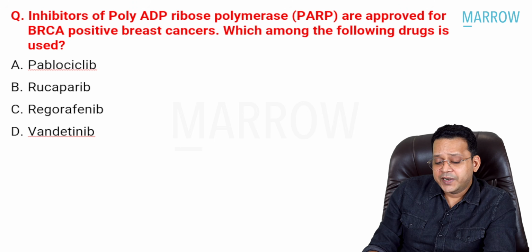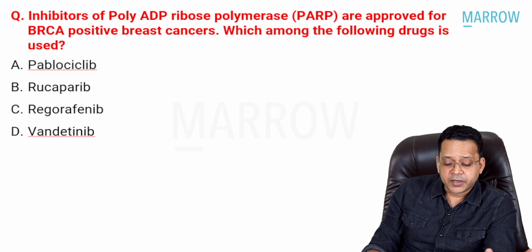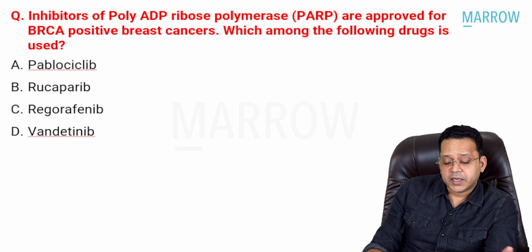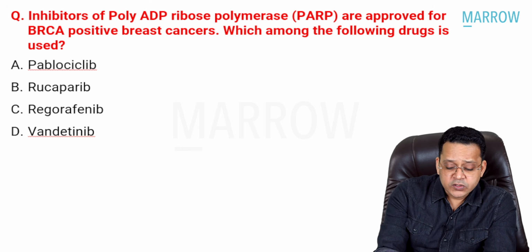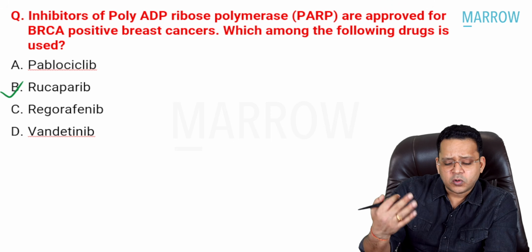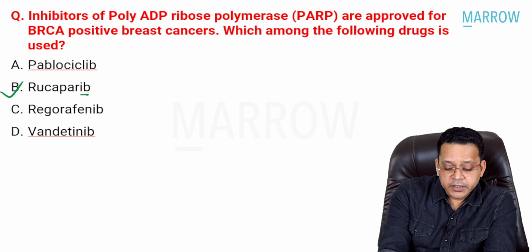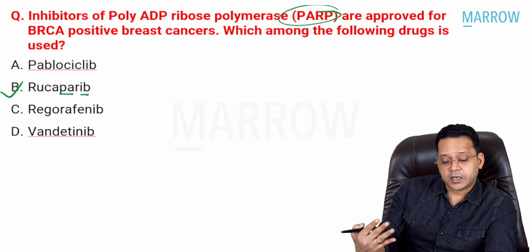Inhibitors of poly-ADP ribose polymerase are approved for BRCA positive breast cancer. Which of the following drug is used? Look at the options: palbociclib, rucaparib, regorafenib, and vandetanib. Now, here the answer is rucaparib. And how I've taught you this, that whenever there is ib, it means inhibitor. PARIBs are PARP inhibitors.